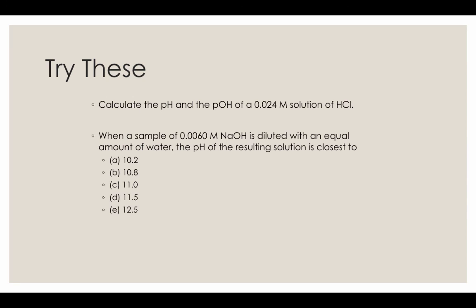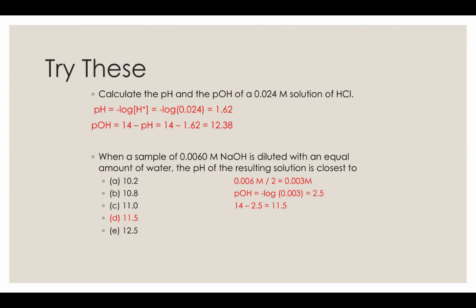Here's some examples to try on your own. Pause the video here, and when you come back, I'll reveal the answers. Welcome back. Here's what you should have gotten. Notice in the second example, we were given a strong base. Therefore, taking the negative log of this concentration gave us the pOH. To find the pH, we needed to subtract from 14.